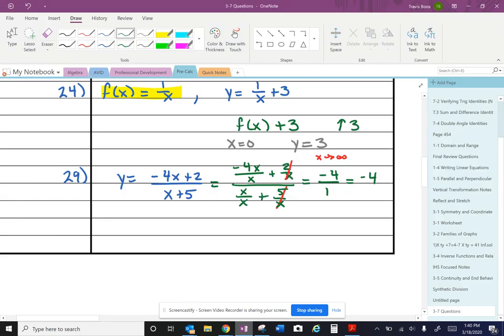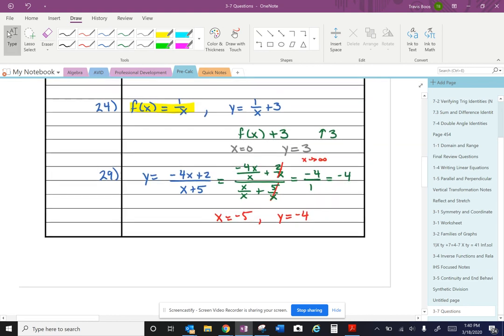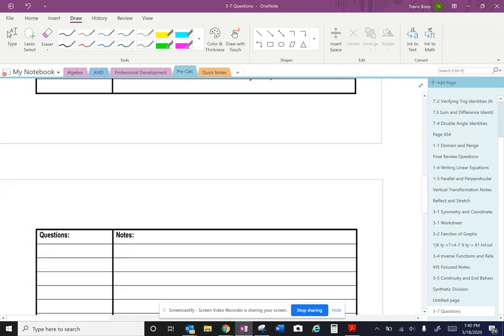Our vertical asymptote is going to be when the denominator is 0, and my denominator is 0 when x equals negative 5. So x equals negative 5 is my vertical asymptote, and y equals negative 4 is my horizontal asymptote. Again, I'm not too worried about the transformations there. That was an ugly problem.